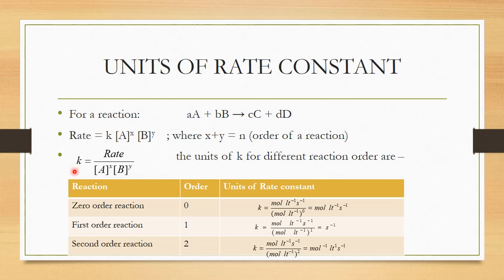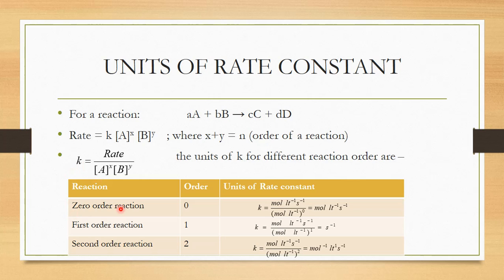You can calculate k from here. k is equal to rate upon A raised to power x, B raised to power y. Means depending upon the values of x and y, you will have to calculate the units of rate constant k. You know the unit of rate is moles per liter per second and the units of concentration are moles per liter. So, putting these values, you can calculate the units.